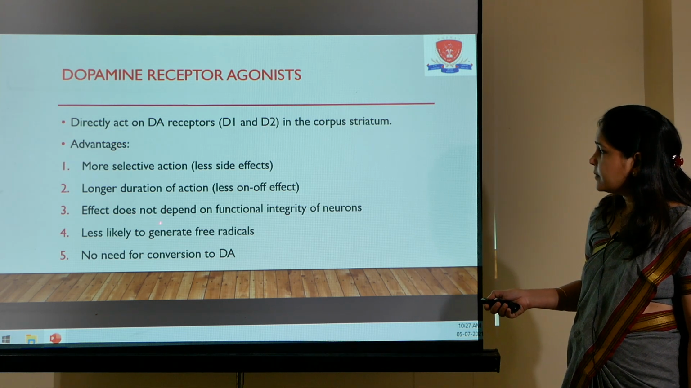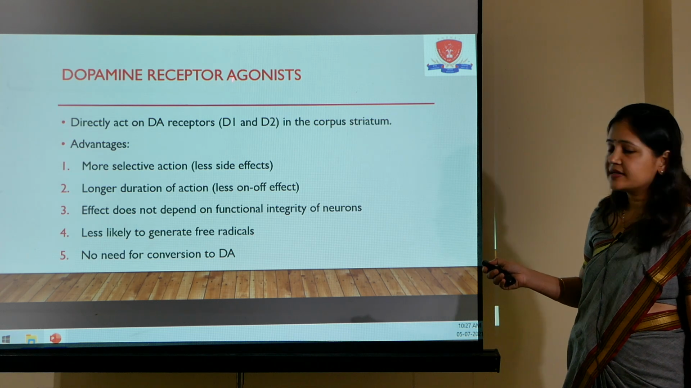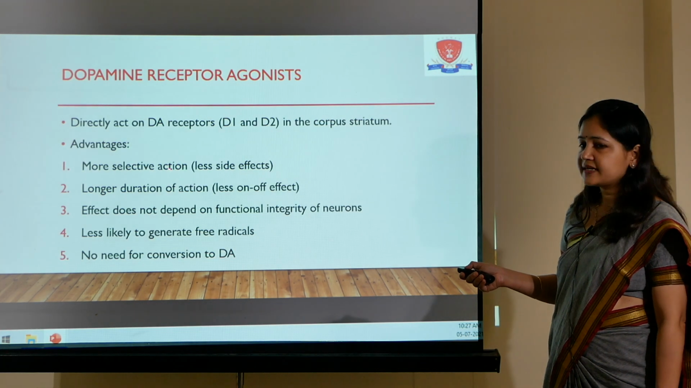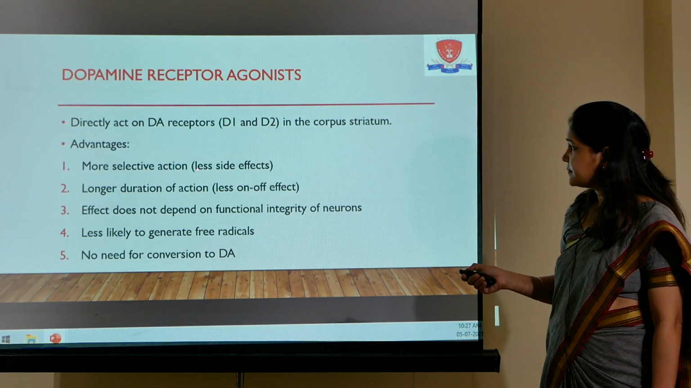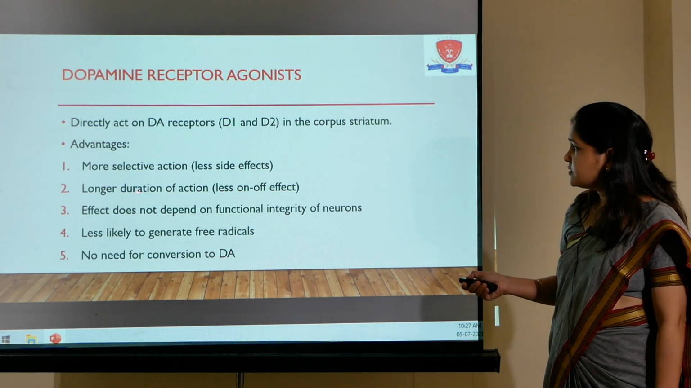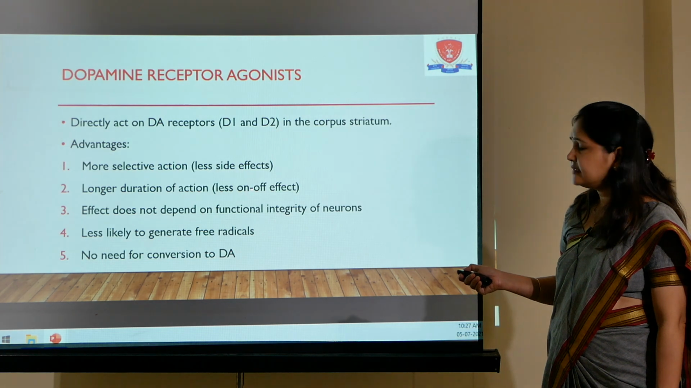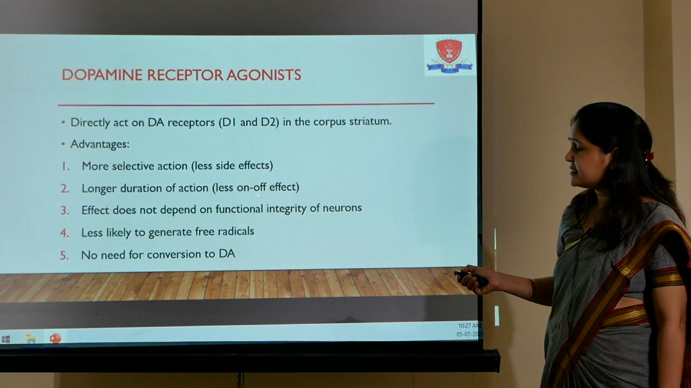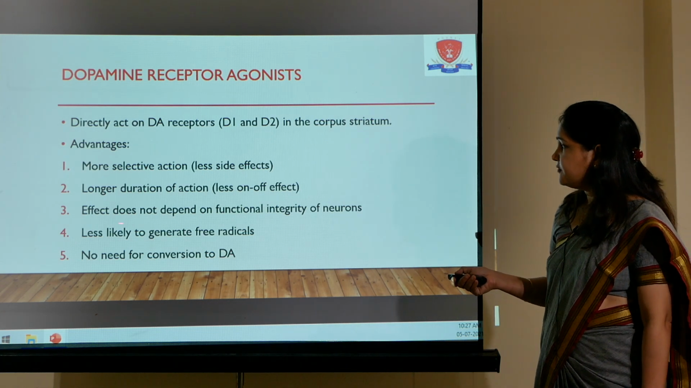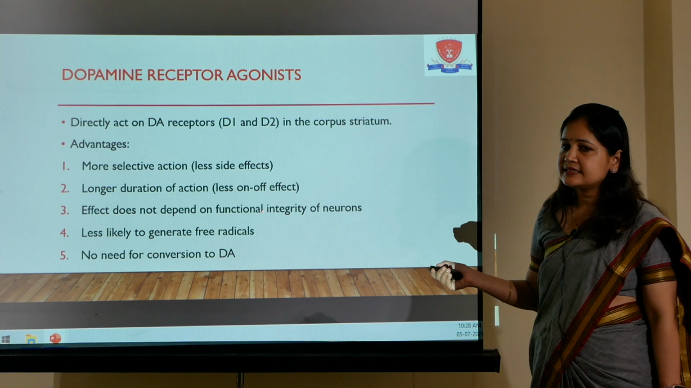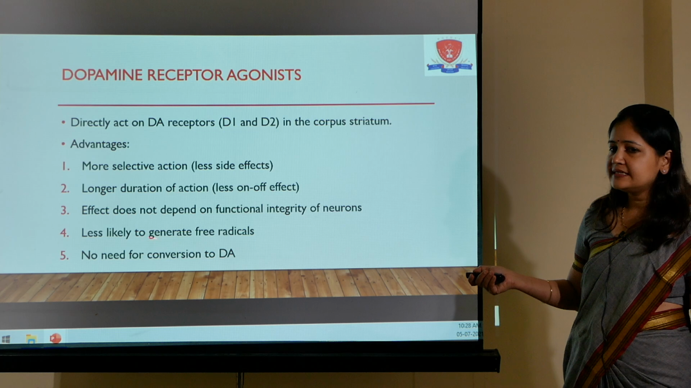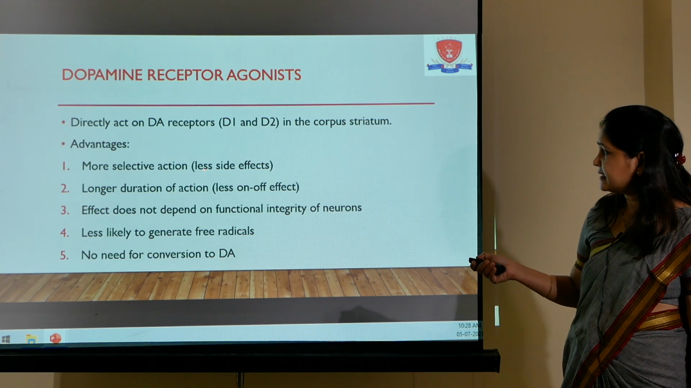So what are the advantages of dopamine receptor agonists compared to the other drugs of this group? They have a more selective action because they directly act on these receptors, and therefore less side effect is seen. There is a longer duration of action, and because of that there is less on and off effect of Parkinson's disease as seen with levodopa. The effect does not depend on the functional integrity of the neurons, because it does not cause the release of dopamine. It directly acts on the receptor.